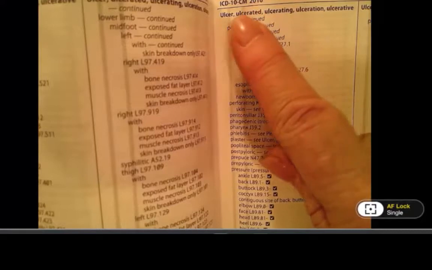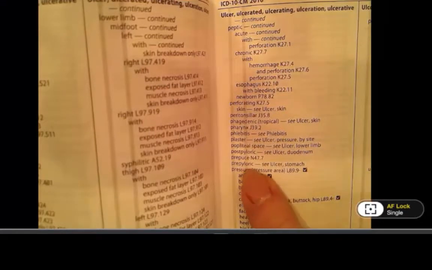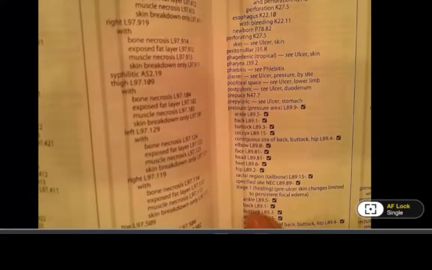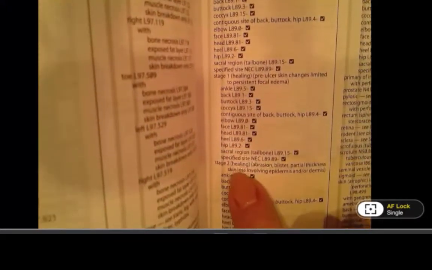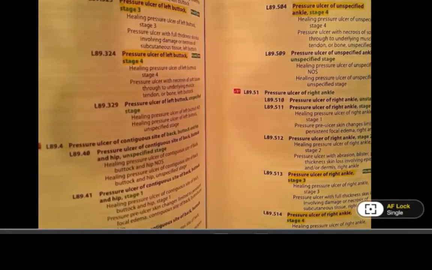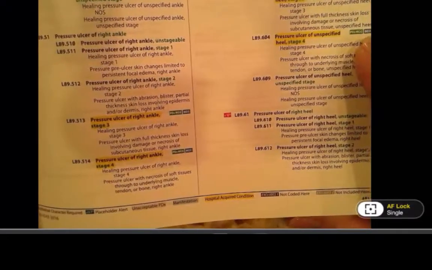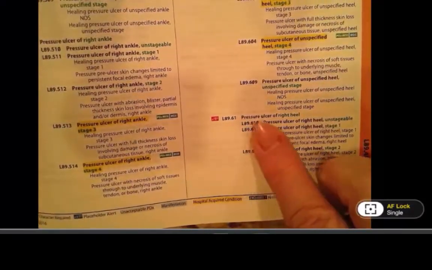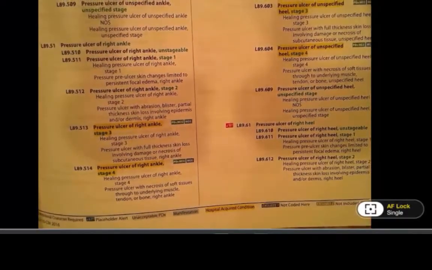Go in our alphabetic index, we're under ulcer, pressure, we're looking for stage 3, heel, L89.6 with the little dash, meaning we need more characters, and also that little icon, the black box with the white check mark, we need more characters. So let's look up L89.6 in our tabular. And here we are, stage 1, stage 2, we need stage 3. So let's go to the next page.